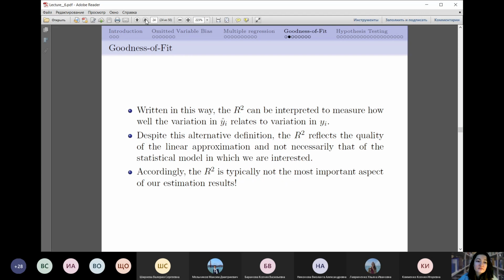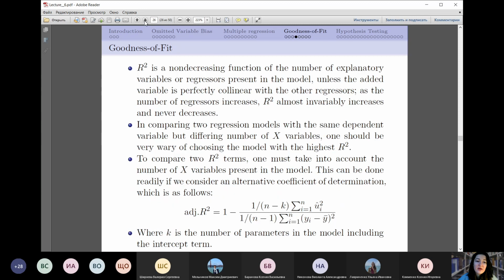But the main problem with the R squared is that every time you add additional variables in your model, R squared will increase, because the sum of squared residuals will decrease if you add an additional explanatory variable in your model.